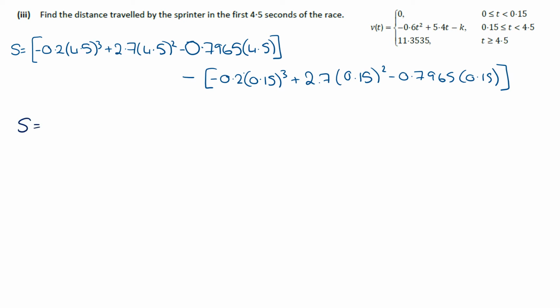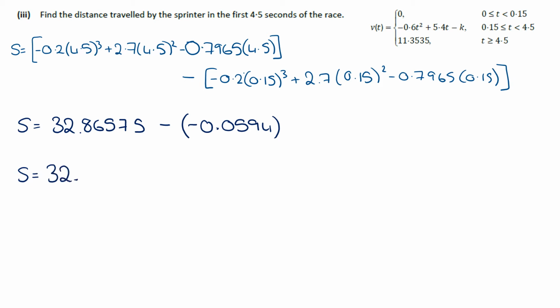So that first square bracket gives us 32.86575. Take away that second bracket, it's actually a negative, minus 0.0594. And when we get that, effectively it's an adding rather than a subtraction, we get 32.92515 meters.